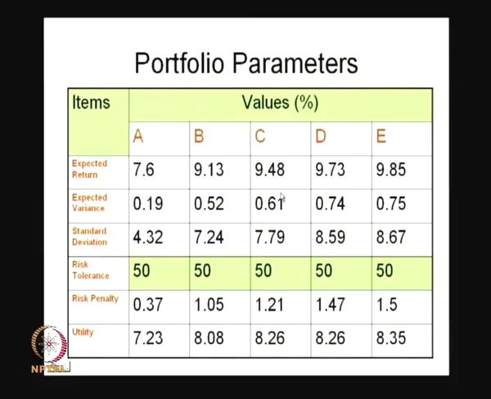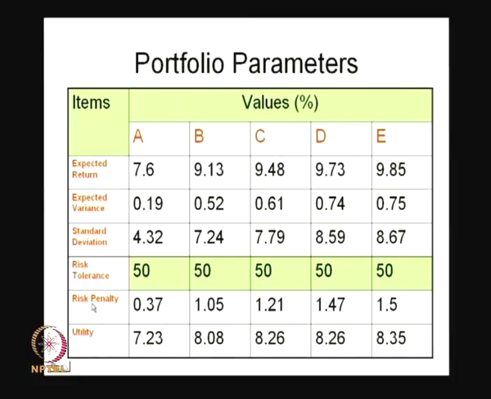Then 0.61 divided by 50 is 1.21, and 0.74 divided by 50 is 1.47. 0.75 divided by 50 is equal to 1.5. Once you have calculated your risk penalty, what is the utility you can derive from this? The utility will be the expected return minus the risk penalty.